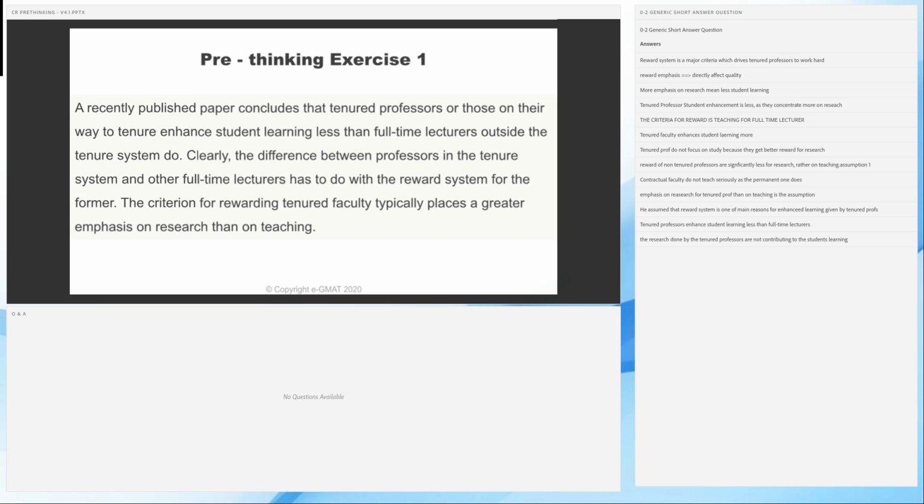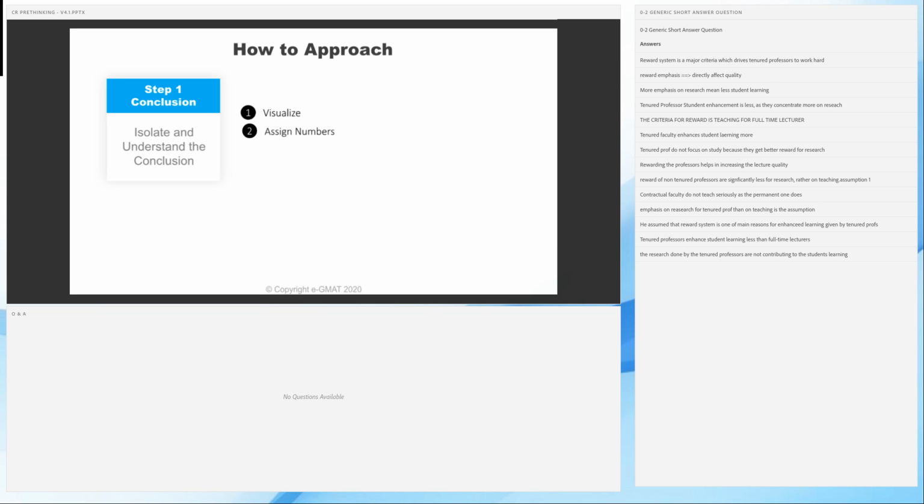So again, you can see same argument, how different people have come up with different assumptions for this particular argument. Now let's look at how I'm going to approach this. The first thing we're going to do is focus just on what the author is trying to prove from this argument, which is figure out what the conclusion is. We're going to visualize this. We're going to assign numbers to it. That's, for me, works as one of the best ways of visualizing.